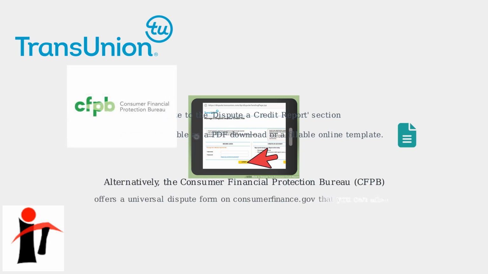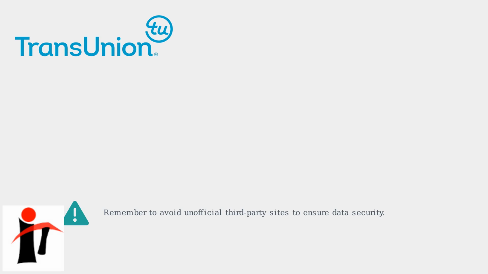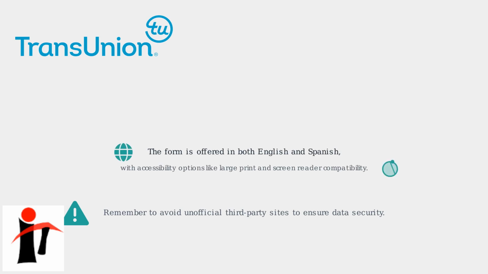Alternatively, the Consumer Financial Protection Bureau, CFPB, offers a universal dispute form on consumerfinance.gov that you can adapt. Remember to avoid unofficial third-party sites to ensure data security. The form is offered in both English and Spanish, with accessibility options like large print and screen reader compatibility.